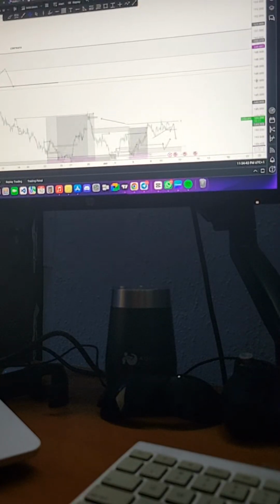So that's just how it works, guys. You don't need to complicate anything. You don't need any indicator, just pure price action, and follow the rules. So this is what I'm actually viewing on USD JPY.